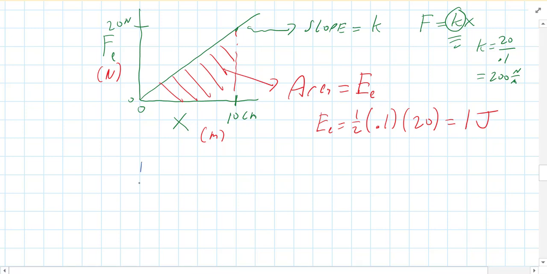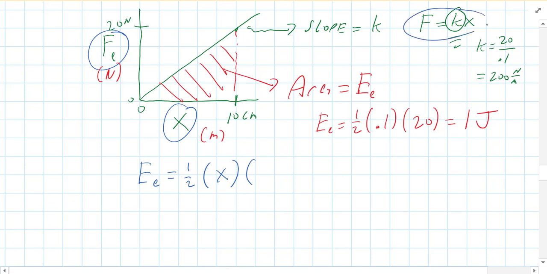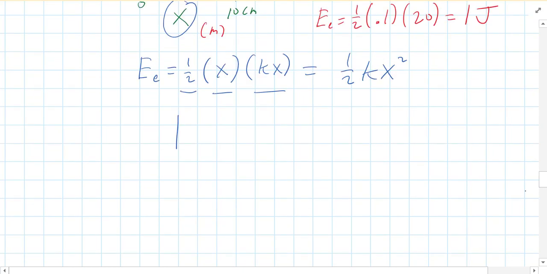Well, if you look at the area of the triangle, it's 1/2. The base of the triangle is simply x, and the height of the triangle is the force, F. But we have an equation for F. That's equal to K times x. So I'm going to put that in for F. That's K times x. So this is 1/2 base times height, right? And if you put all that together, you get 1/2 Kx squared. So the elastic energy stored in a spring is 1/2 Kx squared. Now remember, K is a spring constant, and x is how far you stretch the spring.